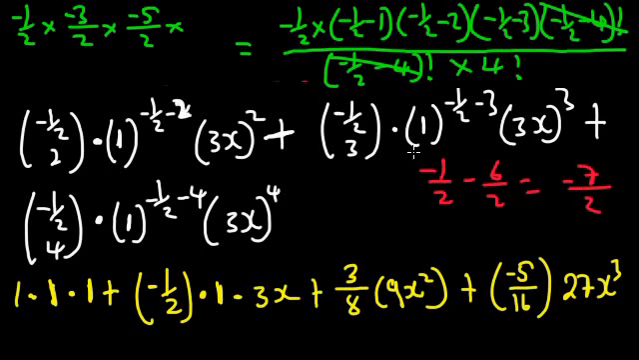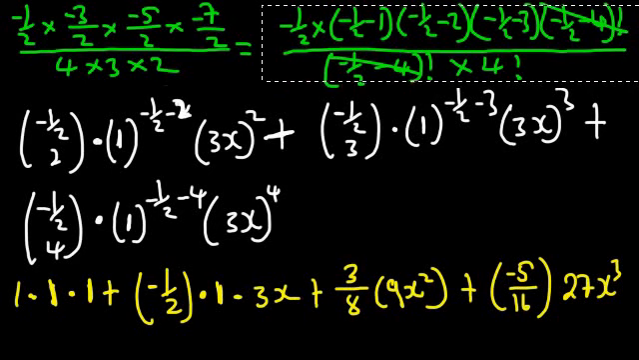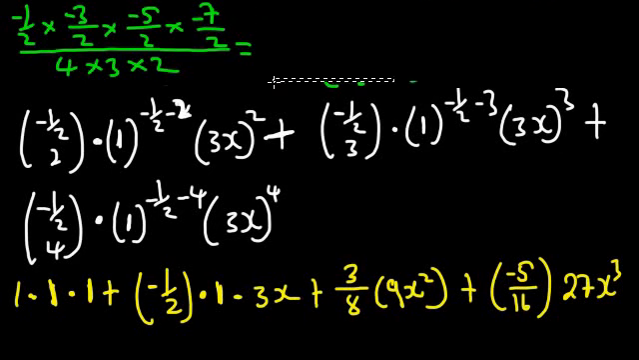So we got it. Then we have times negative 7 over 2. Then we have it to be divided by 4 factorial, which is 4 times 3 times 2. So the next thing is just to simplify this compound fraction to get our answer.